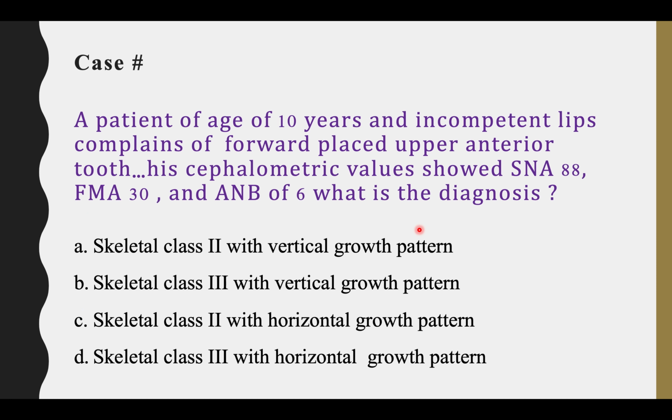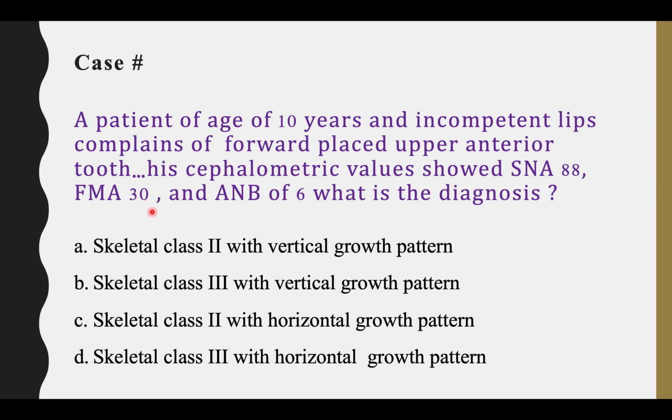Okay. The next question includes a patient of age 10 years with incompetent lips. These questions are nothing but your diagnosis. They are already diagnosed, and they are asking about your cephalometric examination. So see here, a patient of age 10 years with incompetent lips. This is a part of your soft tissue. Complaints of forwardly placed upper anterior teeth, that is the maxilla is ahead. His cephalometric value showed SNA of 88. SNA means maxilla is prognathic.